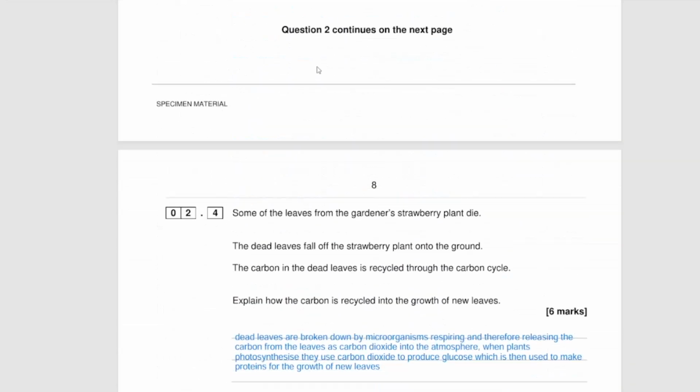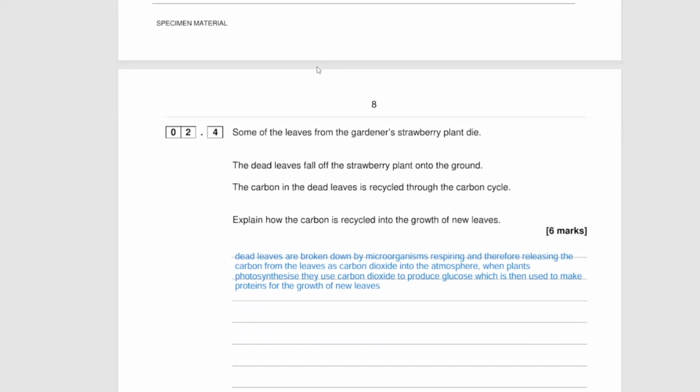And moving on to 2.4, this is a 6 marker. This is all the indicative content points for the 6 marker. It's a bit ridiculous. Some of the leaves from the gardener's strawberry plant die. The dead leaves fall off the strawberry plant onto the ground. The carbon in the dead leaves is recycled through the carbon cycle. Explain how the carbon is recycled into the growth of new leaves.